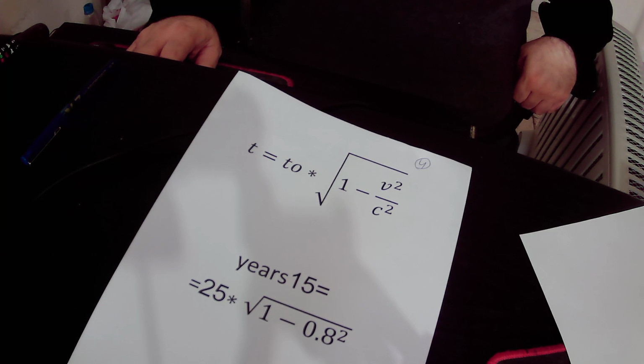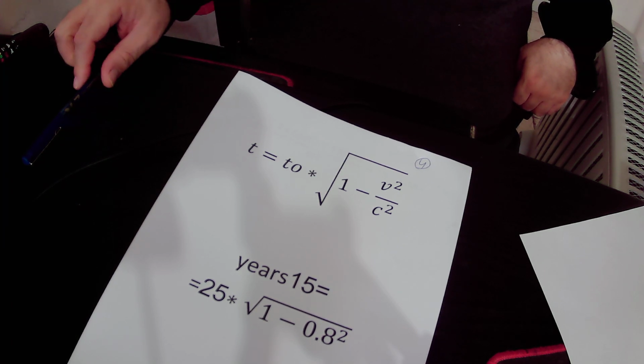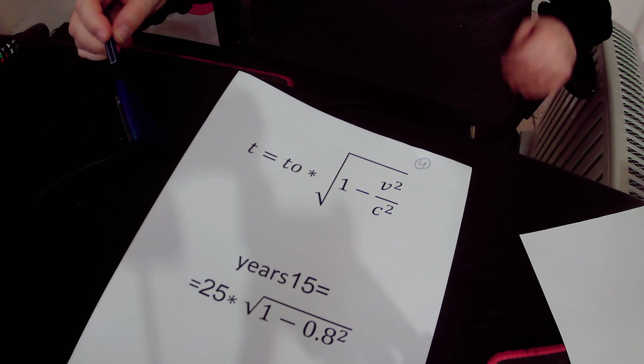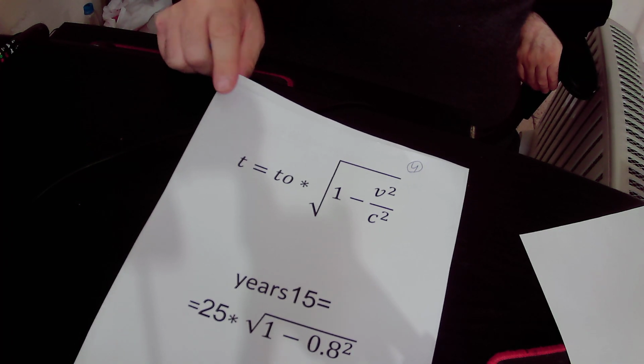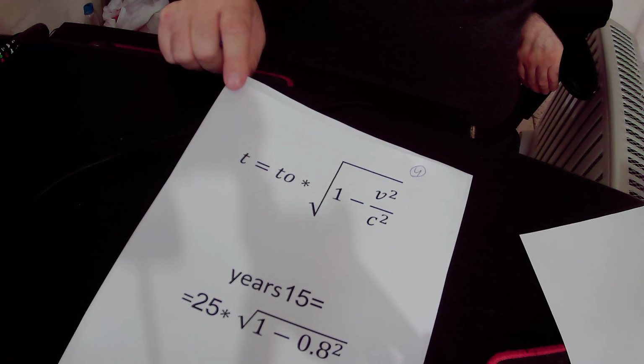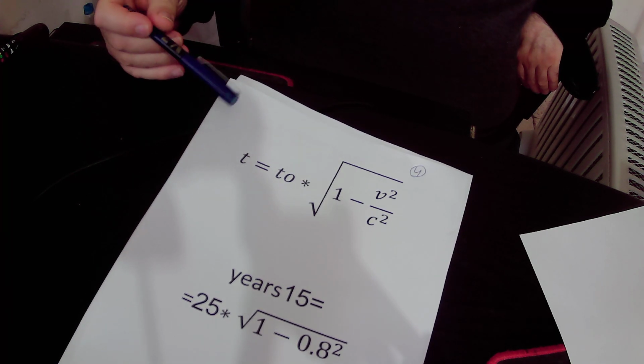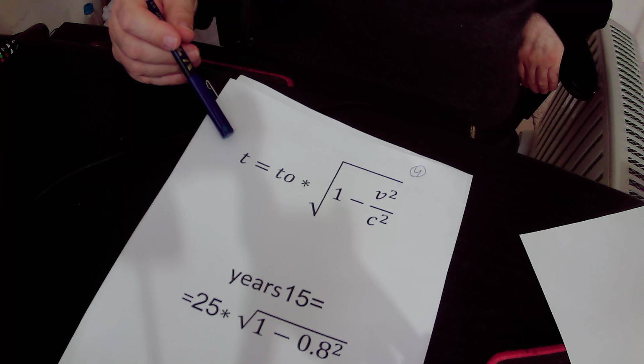While on Earth it took 25 years for the twin brother to return from a journey in space, in the spaceship the total time that passed is 15 years only. So first of all, I will explain the equation for time dilation.